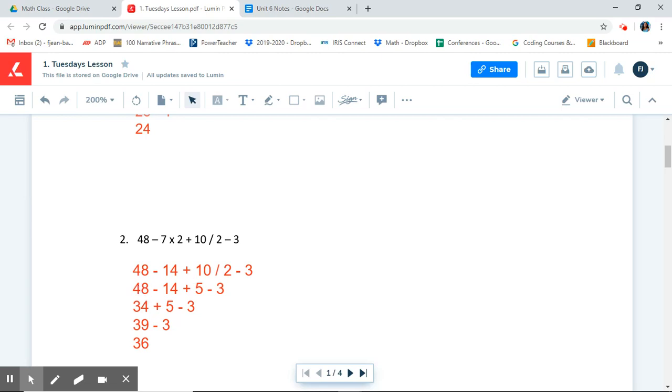So next we would do 48 minus 14. And that will give us 34. Rewriting our expression, 34 plus 5 minus 3. Again, we're still moving left to right. So we're going to add 34 plus 5.